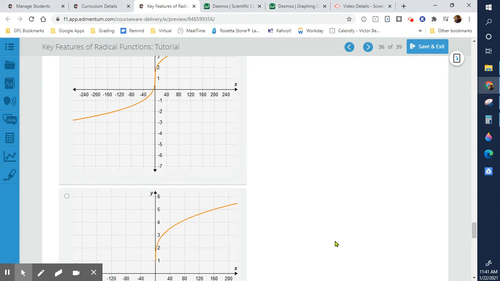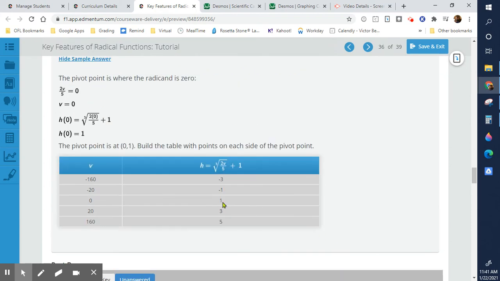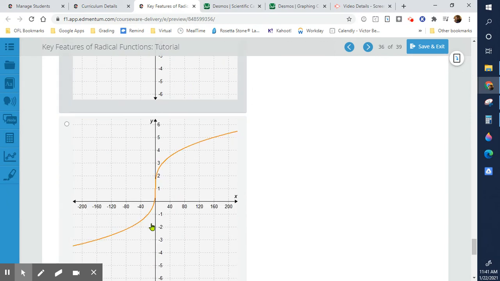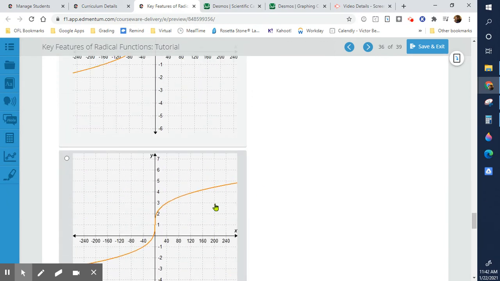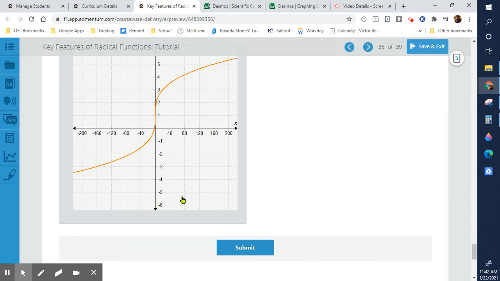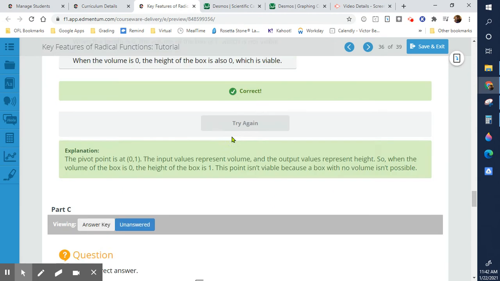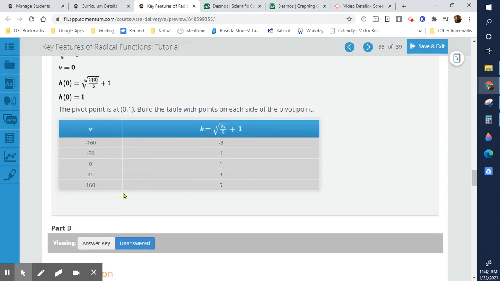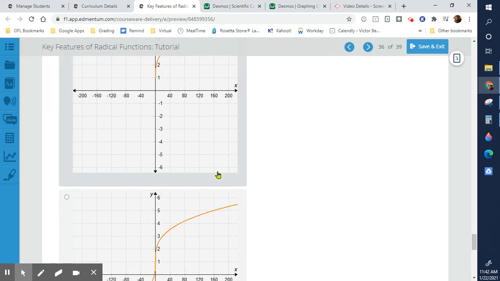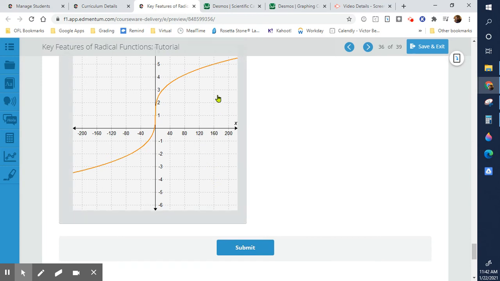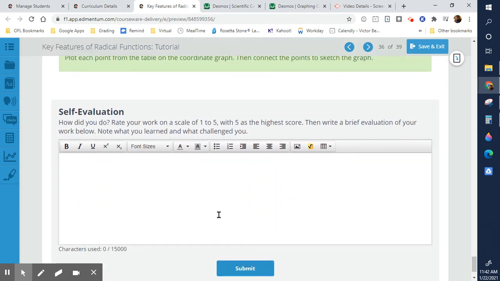It's at 1. So what we're going to do is look at our inputs to kind of figure out which one's which. So at 20, we should be at 3. So again, our options are pretty much stuck with a B and D. So at 20, 20 is too small. Let's do 160. Where should we be at 160? At 160, we should be at 5. Negative 160 should be negative 3. This has to be it. Perfect. And then just evaluate.